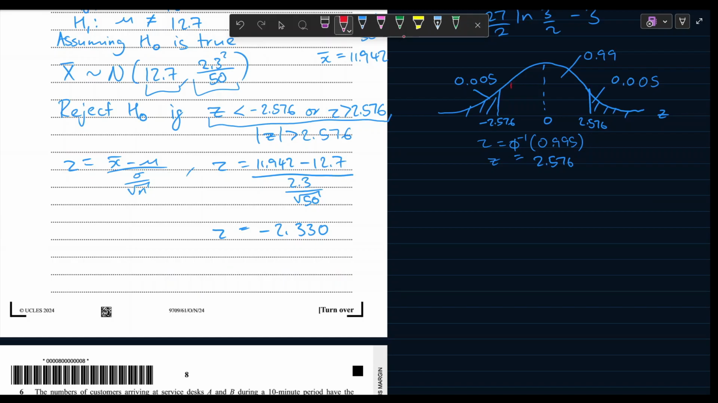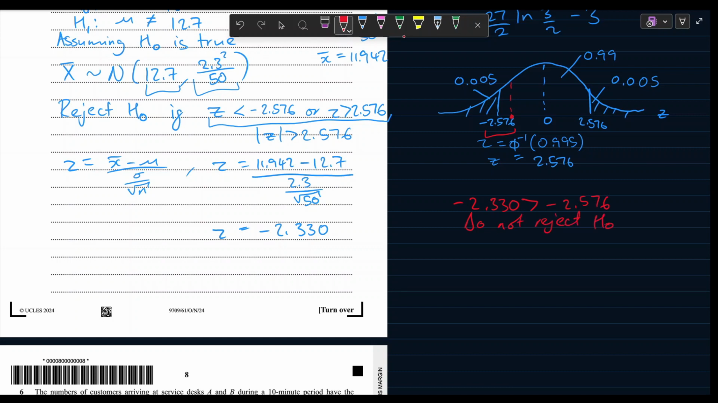Let's check, where would negative 2.330 be? It would probably be somewhere here, right? This is clearly not in the rejection region. So we're saying negative 2.330 is greater than this value here, negative 2.576. So we do not reject H naught. Do not reject H naught.